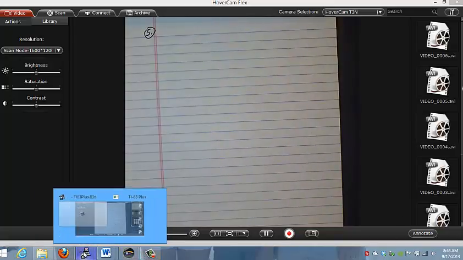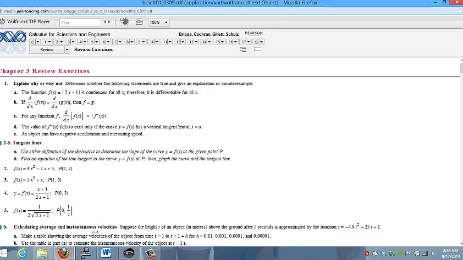I'm asked to find a derivative and then use it. And again, the function that I'm dealing with, f of x, is 1 over 2 square root of 3x plus 1. They say the point is (0, 1/2).